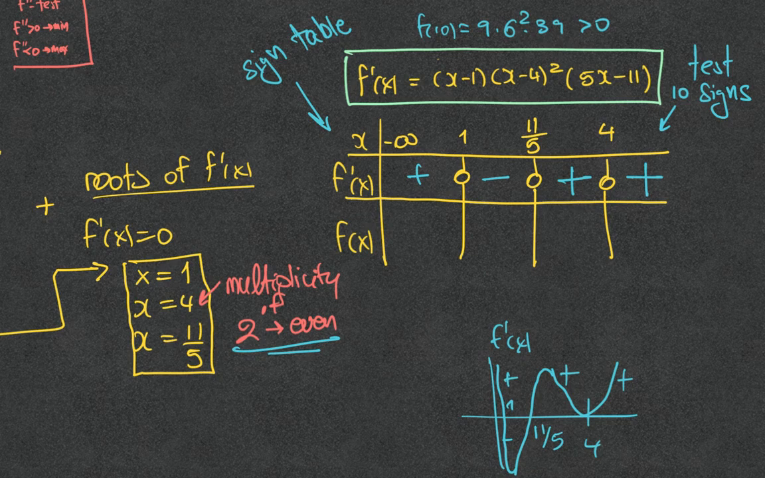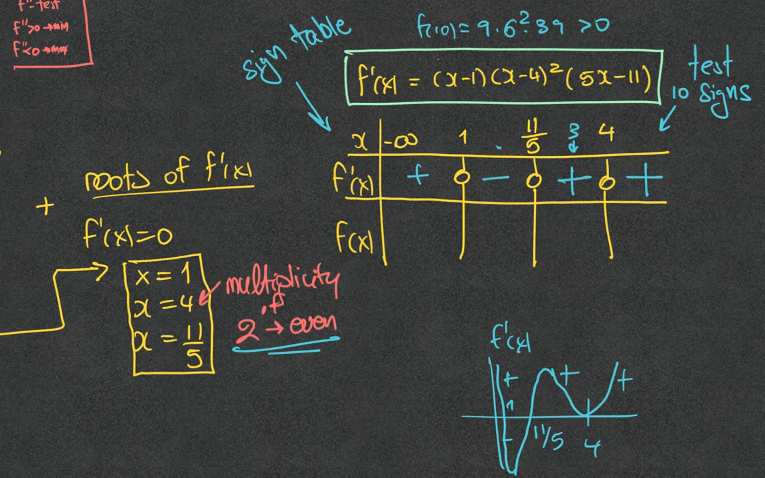But you can also pick up specific points, so a point that's bigger than 11 over 5 but smaller than 4, let's say for example 3, and test if that's going to be positive here. And then you could do the same between 1 and 11 over 5, so you could choose 2 to test if this is going to be negative, and so on and so forth.